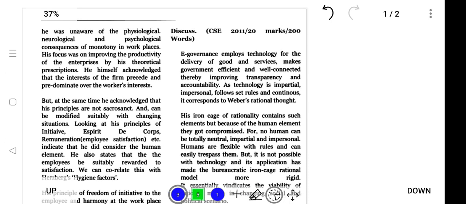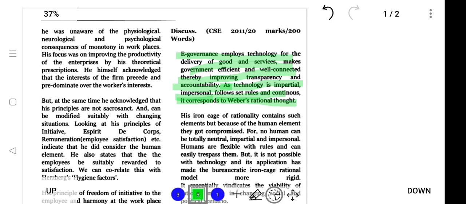First of all, let me explain e-governance. E-governance employs technology for the delivery of goods and services, makes government efficient, well connected, thereby improving transparency and accountability. As technology is impartial, impersonal, it follows a set of rules and is continuous. It corresponds to Weber's rational thought.